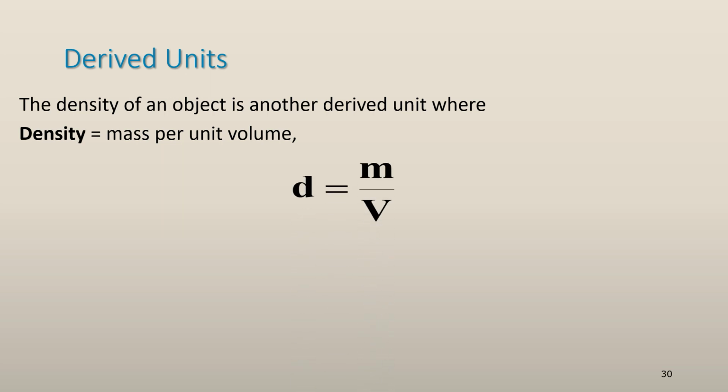So in other words, you take the mass, usually in grams, divided by the volume. The volume could be in different units: milliliters, liters, or centimeters cubed. It'll depend on what we're measuring. But you take the mass in grams and the volume in, maybe, milliliters, so grams per milliliter. And so density is a derived unit.